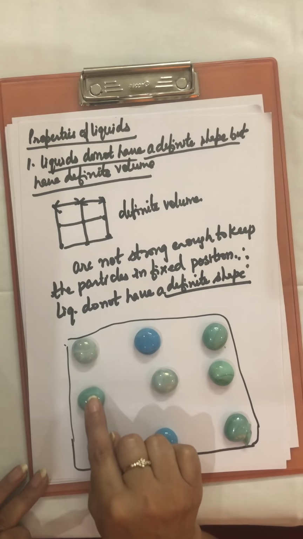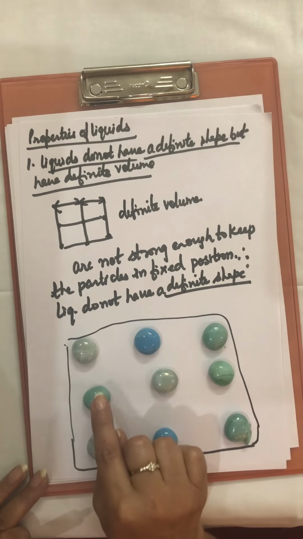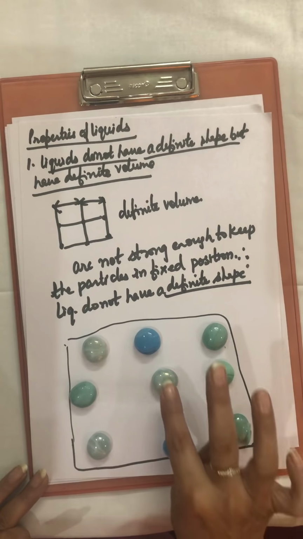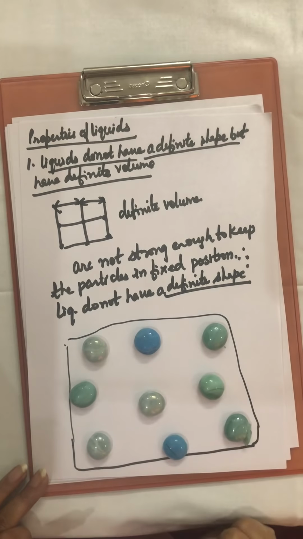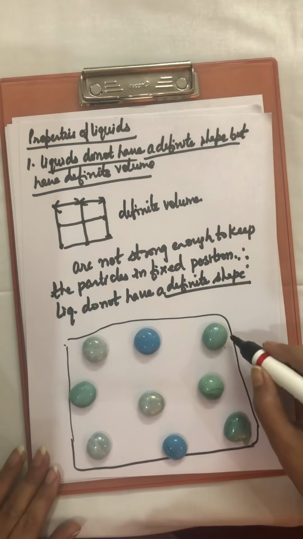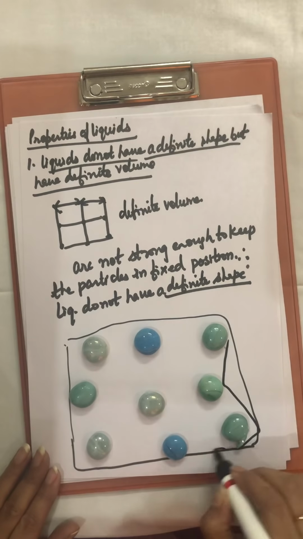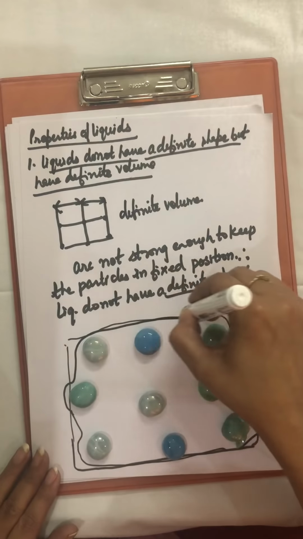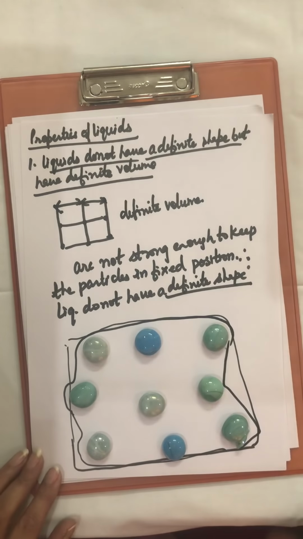So when they can move, if I move these particles a little bit like this, the shape will not be the same. See now the shape. The shape has changed now. So liquids do not have a definite shape because the particles are not at a fixed position.